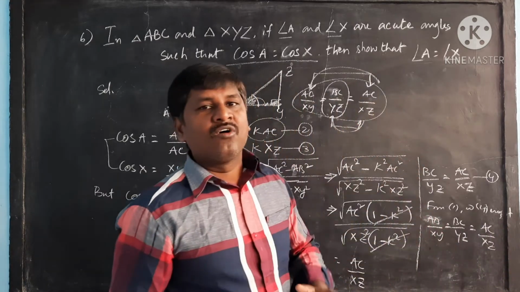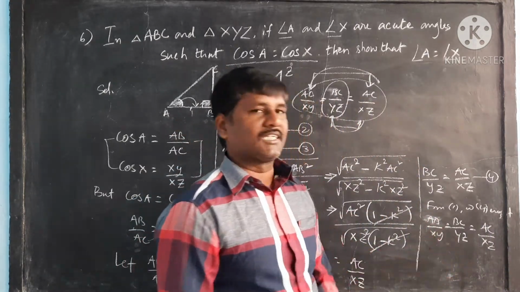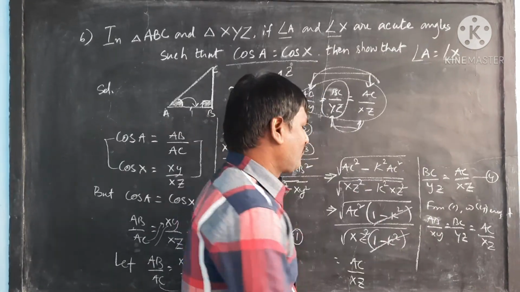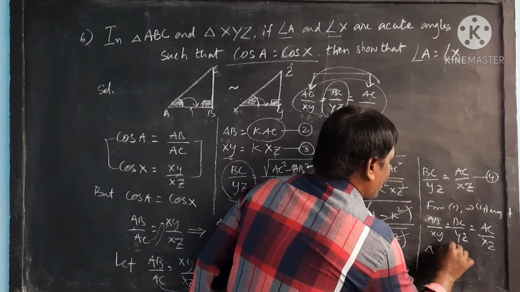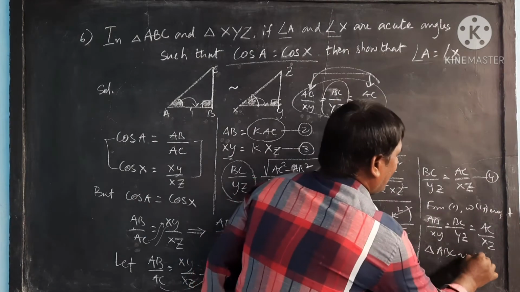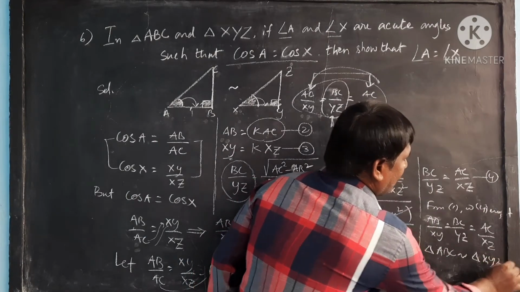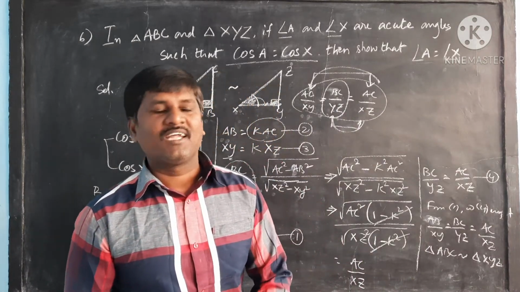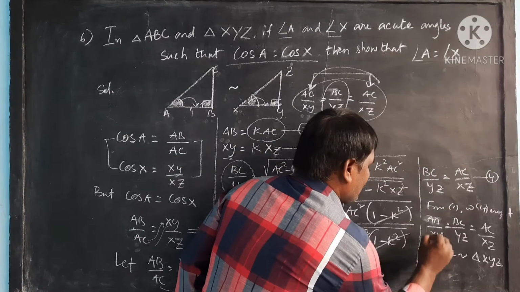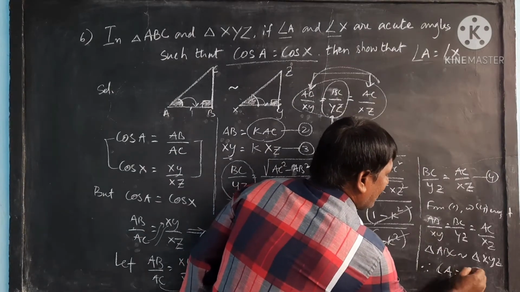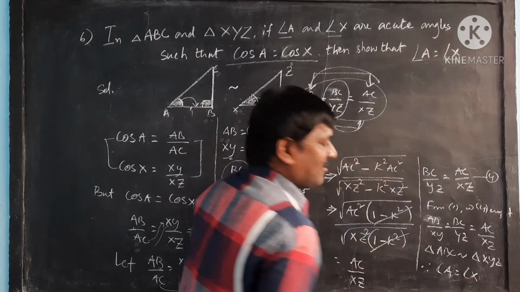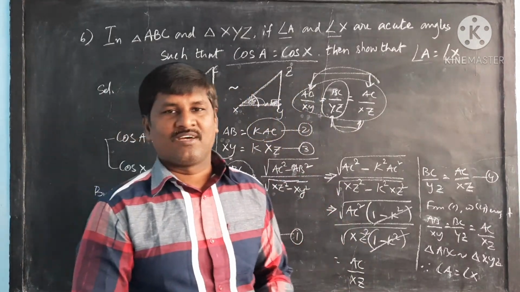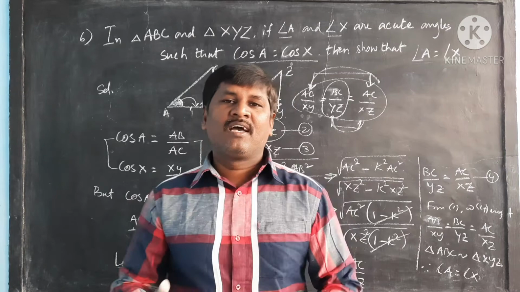Now we have proved that corresponding sides are proportional. If corresponding sides are proportional, then triangle ABC is similar to triangle XYZ. If two triangles are similar, then corresponding angles are equal. So angle A is equal to angle X. Therefore angle A is equal to angle X. Hence it is proved. Understand? Now let us move to the next question.